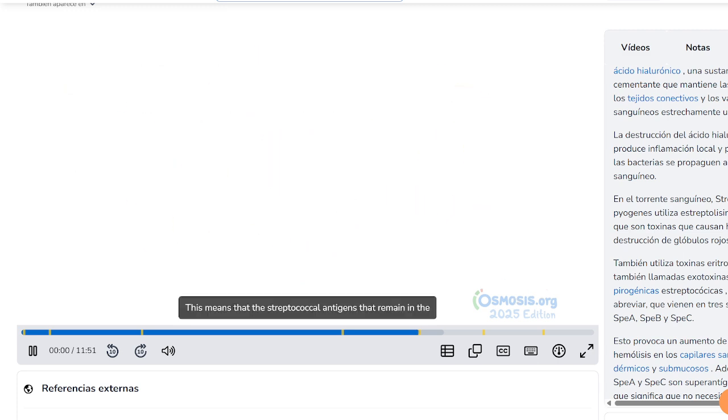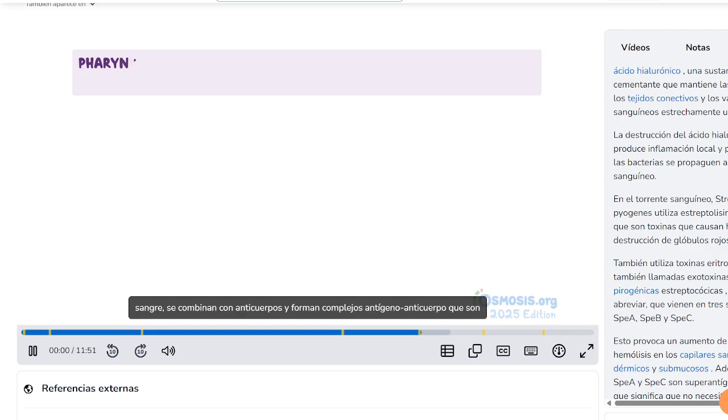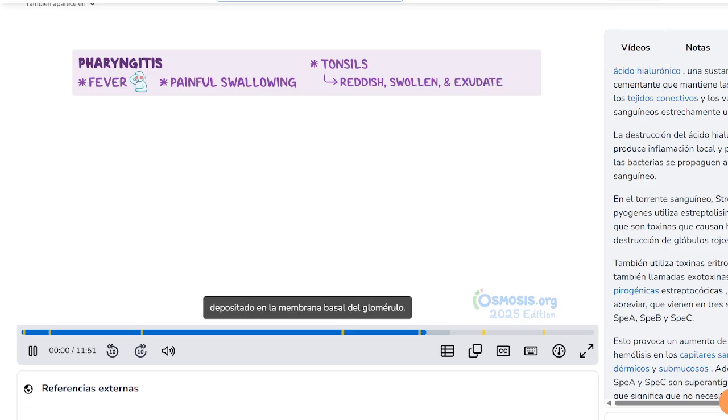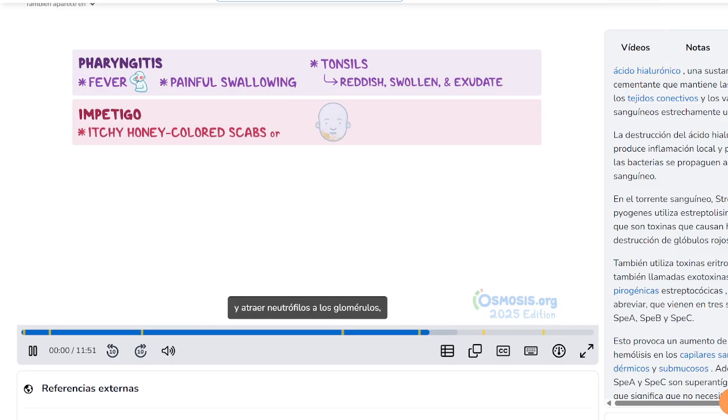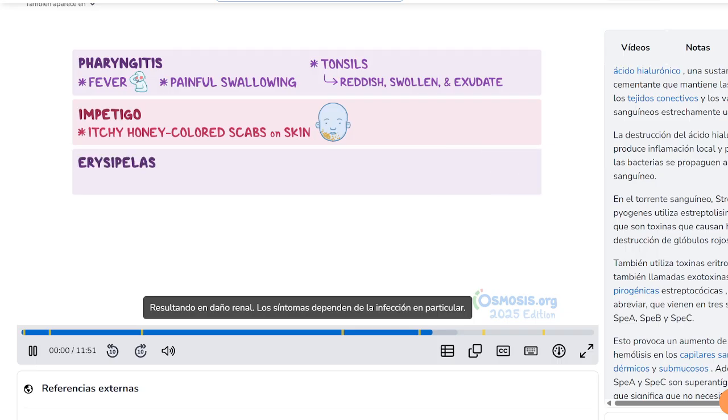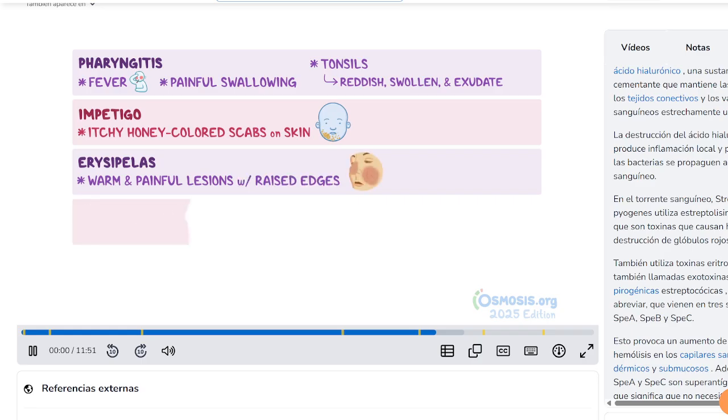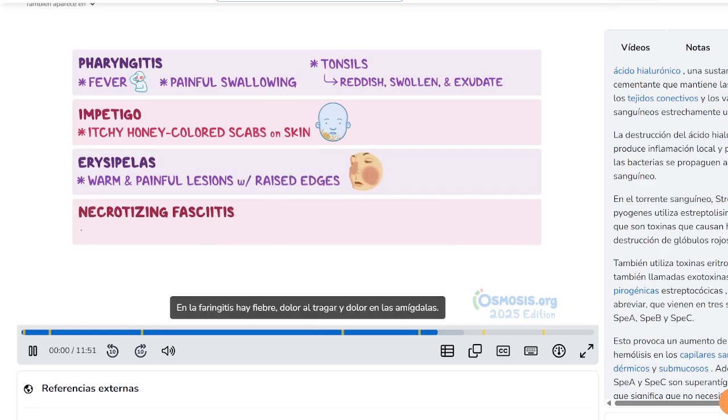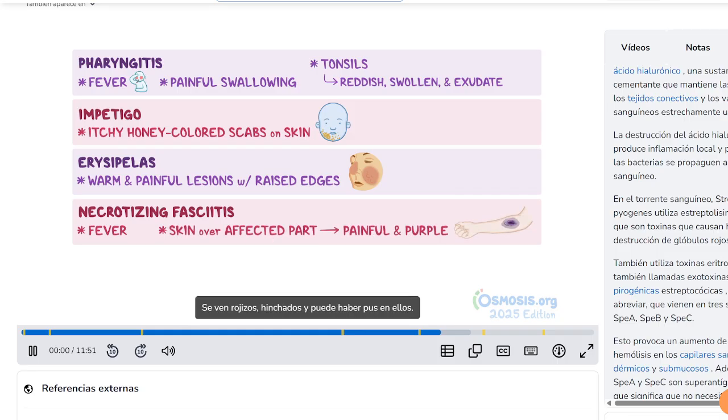Symptoms depend on the particular infection. With pharyngitis, there is fever, painful swallowing, and the tonsils look reddish and swollen, and there may be exudate on them. With impetigo, there are itchy, honey-colored scabs on the skin, which can become fluid-filled blisters. With erysipelas, there are warm and painful lesions on the skin with raised edges.